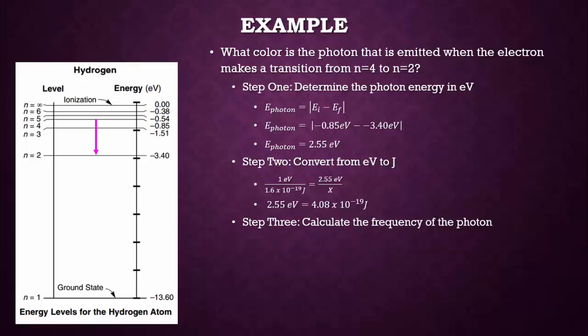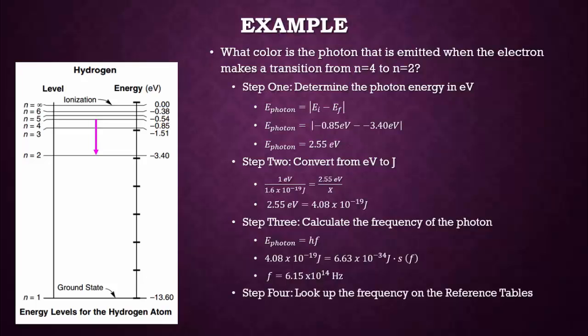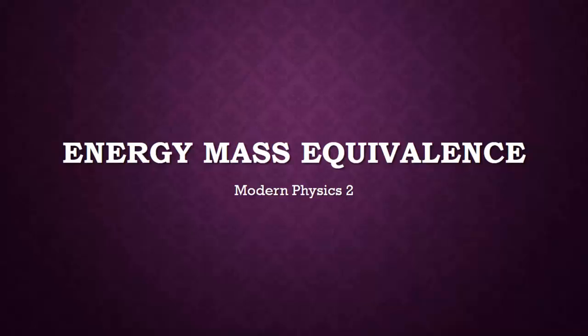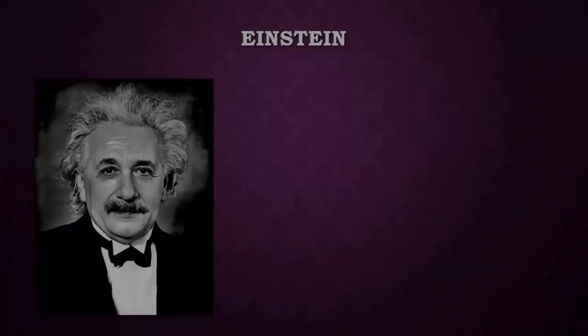Next, we have to calculate the frequency of the photon. We know that the energy of the photon equals Planck's constant times the frequency. If we solve for the frequency of the photon, we get 6.15 times 10 to the 14 hertz. Finally, we have to look up the frequency on the reference tables to determine what color this is. It's blue. The second lesson in modern physics is about energy-mass equivalence.